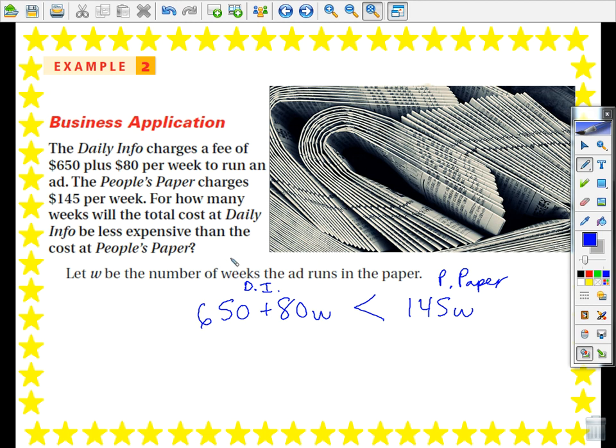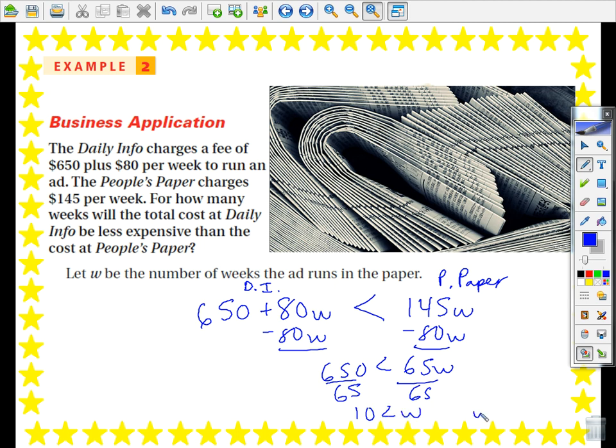So the struggle here was translating the words into the inequality. Now I can solve this. I'm going to subtract 80W on both sides. 650 is less than 65W. Dividing by 65, 10 is less than W, or W is greater than 10. What that means in terms of this problem is that Daily Info is less if the ad runs for more than 10 weeks. So the longer you run the ad, Daily Info is the better price. If you're only going to run the ad for 0 to 9 weeks, then People's Paper is the cheaper option.